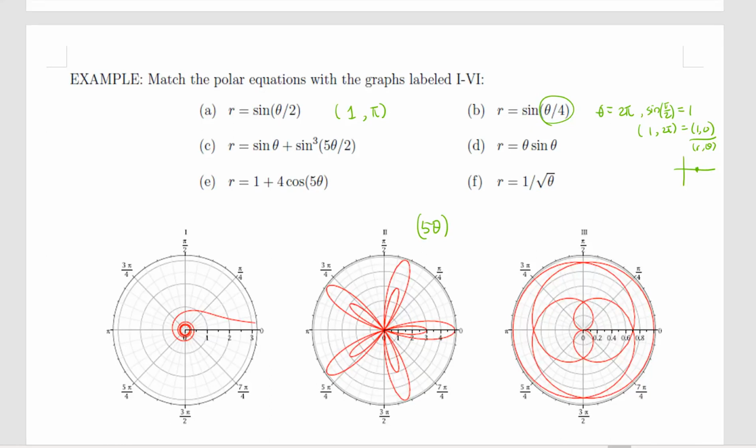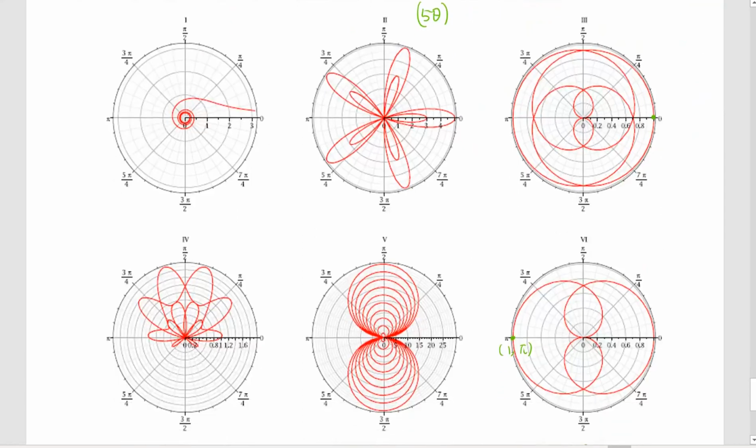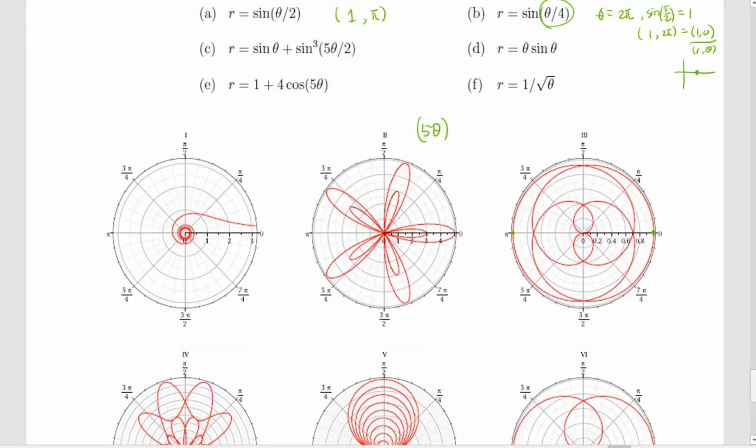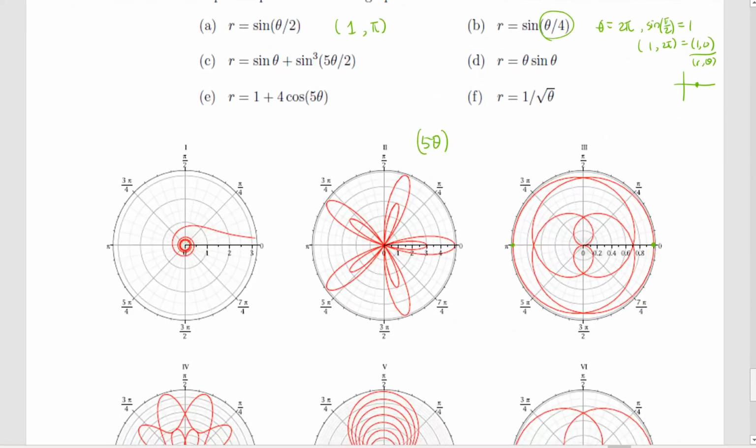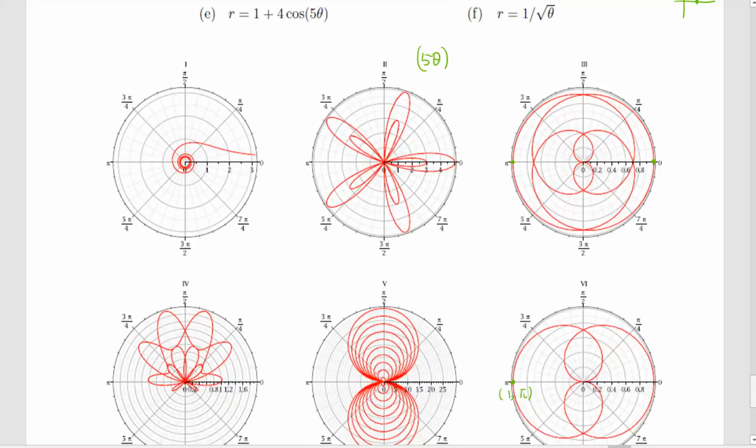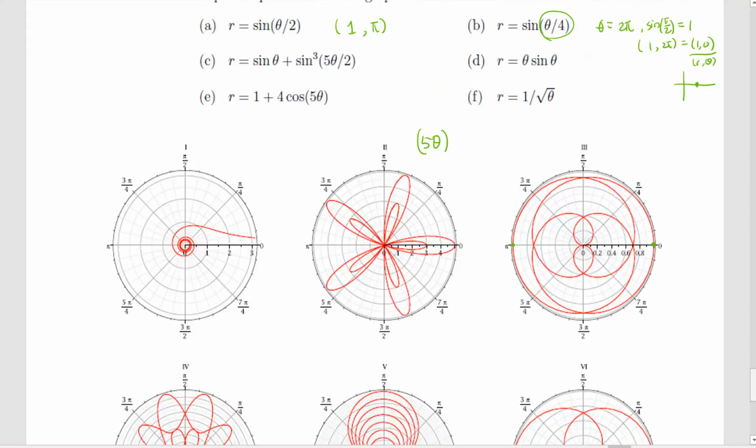Do we have (1, 0) here? Oh, yes. It's actually here. I just realized this picture also passes through 1 and pi. So A and B are actually quite similar. Which one is for A? We need to pick one more point to distinguish them.